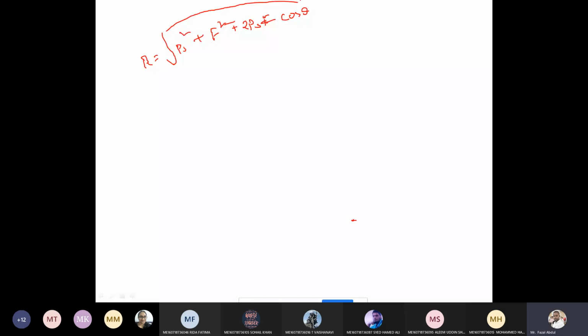Okay. So if we calculate with this equation for the first rivet, that is R1. If we calculate the same equation for the second rivet, that is R2. For the third rivet, that is R3. For the fourth rivet, R4. It means the PS value is common to all. Only F1, F2, F3, F4 are going to change. And theta 1, theta 2, theta 3, theta 4 are going to change. So these are all the resultant forces generated on the riveting system.